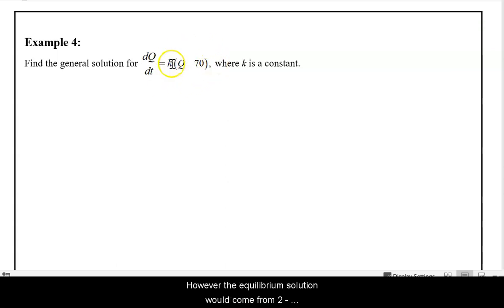However, the equilibrium solution would come from q minus 70 equal to 0, which is when q is 70. So 70 would be our equilibrium solution. To find the general solution, we need to separate the variables. That means that you need to move the differential dt to the right and the q minus 70 binomial factor to the left, and then integrate.